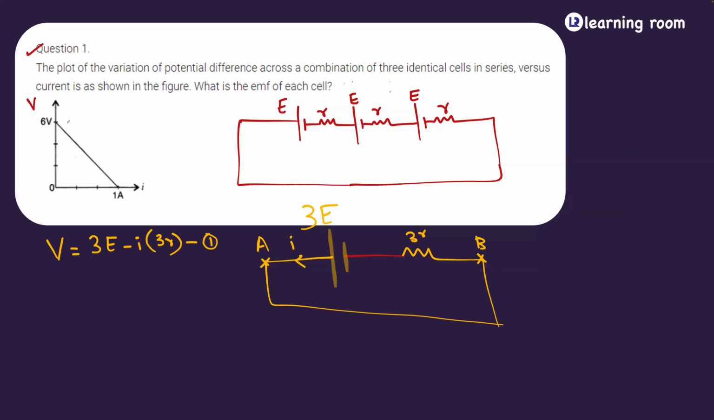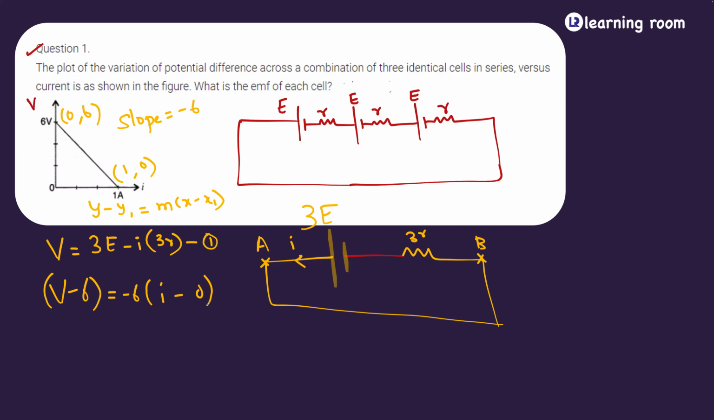But if I look at the mathematical parameter, this is going to be (0, 6) and this is going to be (1, 0). So what is going to be the slope of this line? Slope is -6. So what is going to be the relation between them? y minus y1 is equal to m into x minus x1. This is going to be the mathematical equation, right? So what is the value of y here? It is V minus y1, which is 6, is equal to m, which is -6, into x, which is I, minus I1, that is 0.